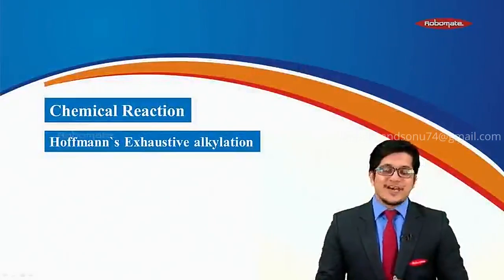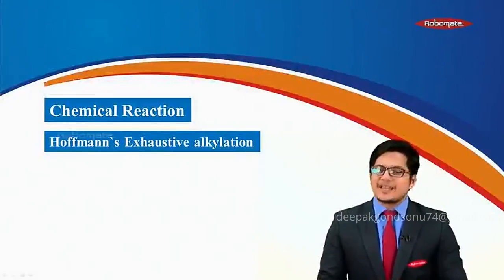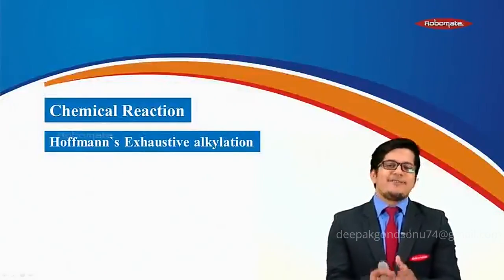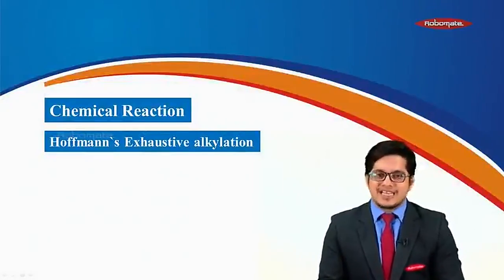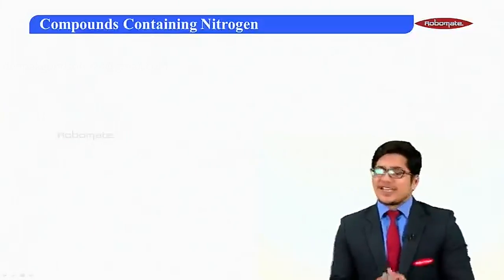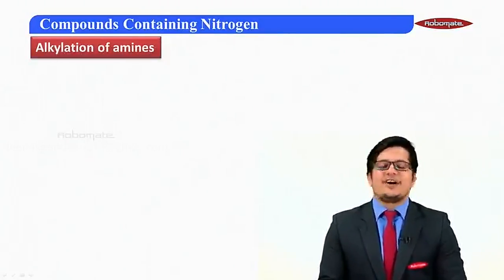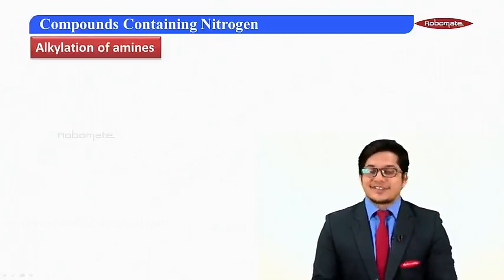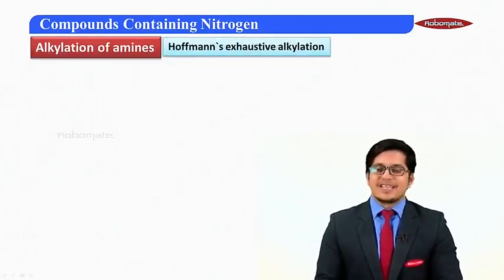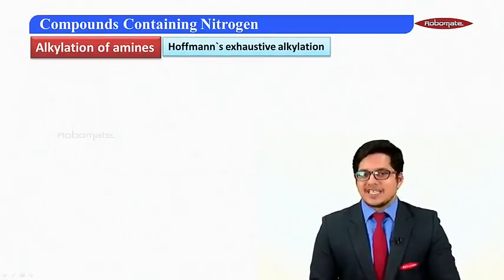Hello students, now we are going to discuss the next chemical property, that is Hofmann's exhaustive alkylation. So let's start with our next chemical property for amines, that is alkylation of amines, and the reaction is also known as Hofmann's exhaustive alkylation.